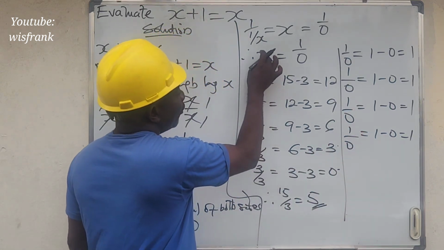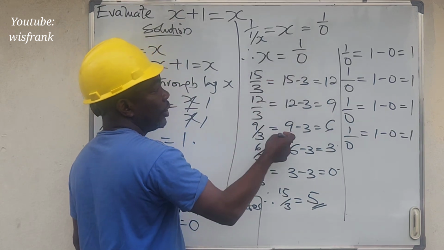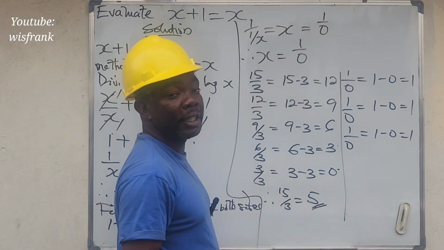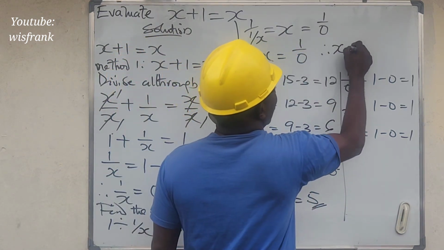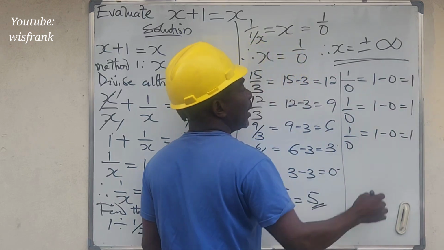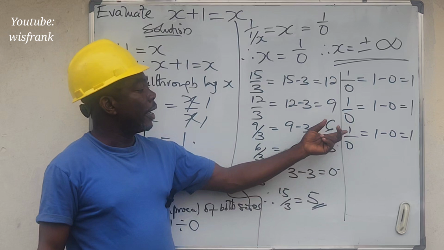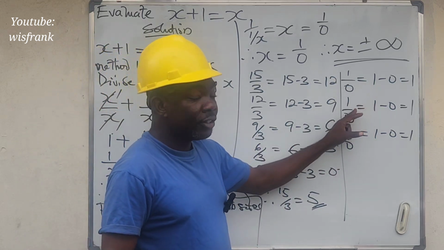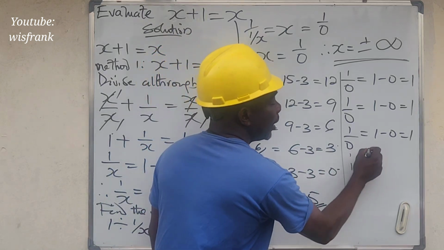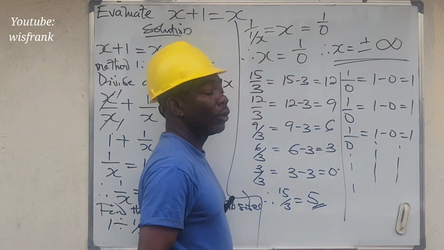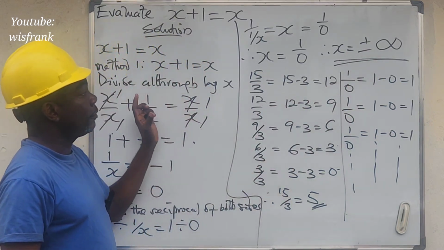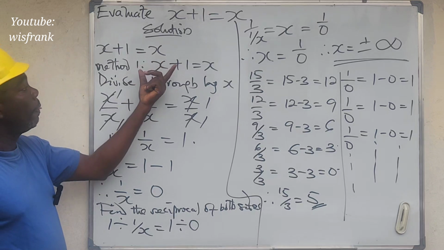So where we have x equals 1 all over 0, it is the same thing as going on till infinity. Therefore, our x equals plus or minus infinity. This is the value of x that we have, plus or minus infinity, because 1 all over 0 will keep on subtracting 0 till infinity, and we still have 1. Therefore, x equals plus or minus infinity. That is the first value of x that we have from this equation.